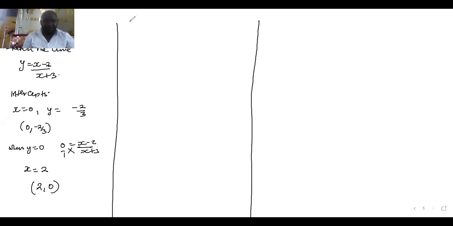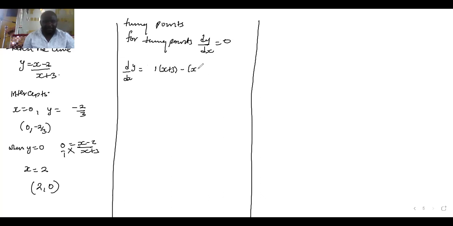Now let's go for turning points. This statement should be written for turning points: dy/dx should be equated to 0. Now get dy/dx. You are experts in the quotient rule, aren't you? If you are not, go back to Book 1. You will obtain 1 times (x plus 3) minus (x minus 2) times 1, divided by (x plus 3) squared, and equate it to 0. So this will give us x plus 3 minus x plus 2 is 0.